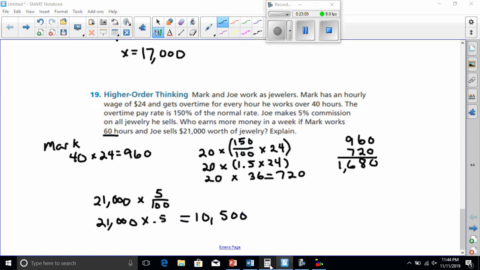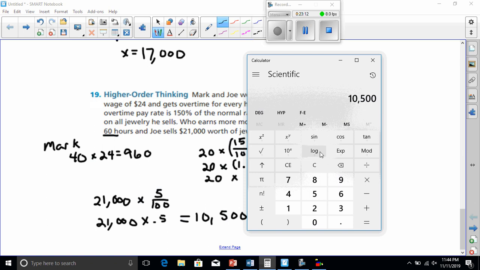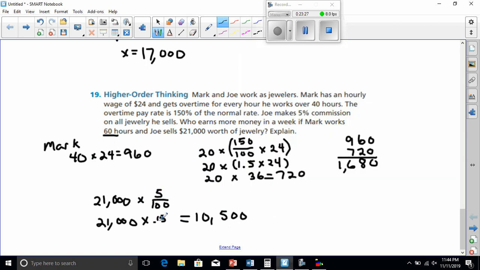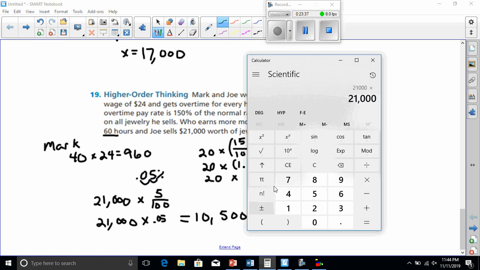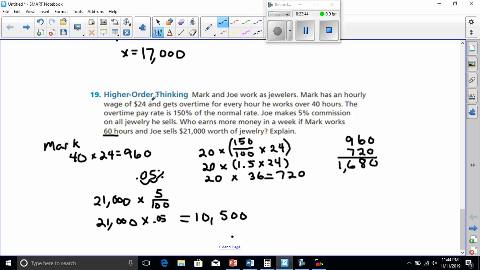Doesn't seem right. 10,500. Let me check that one more time and double check my work. 21,000 times 5% would be, I have to apologize. That's going to be 0.05. Remember, we have to move that decimal over twice. So it's going to be 0.05. And that's going to be 1,050. Okay, that sounds better.